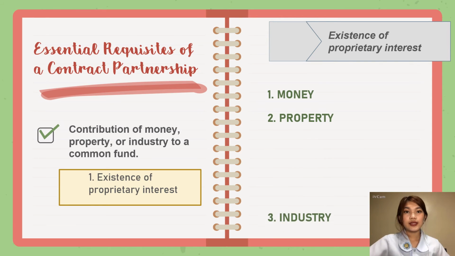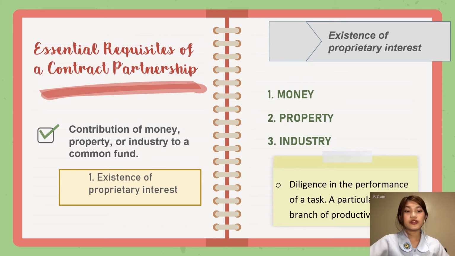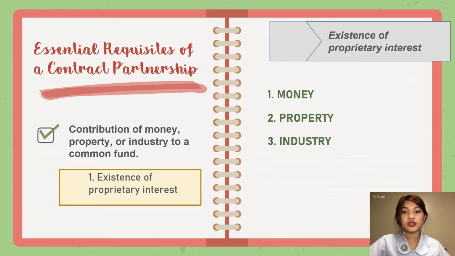Next, we have the industry. Industry is the diligence in the performance of a task or a particular branch of productivity or productive labor. This could be in the form of the skills that can be contributed by a partner to the entity. This could either be their knowledge or skills in the specific thing that will help the entity in its operations.